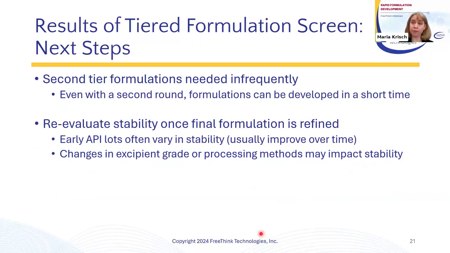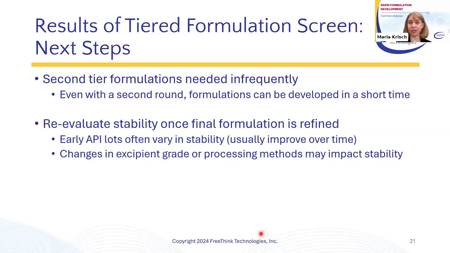Once you have some formulations that are both acceptable for stability and are your choice for other reasons, generally there's some refining that happens. And we would highly recommend reevaluating the stability once that's happened. And there's a few reasons for this. One of the big ones is that early API lots tend to vary quite significantly in stability. Now, the good news is the variation is usually improvement, right?